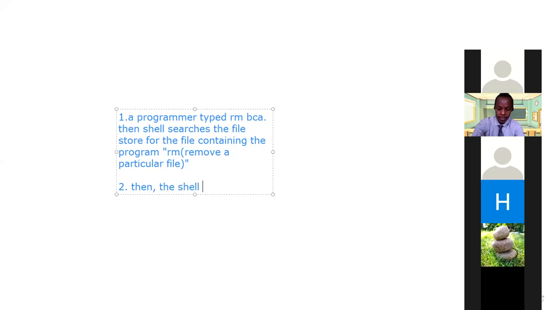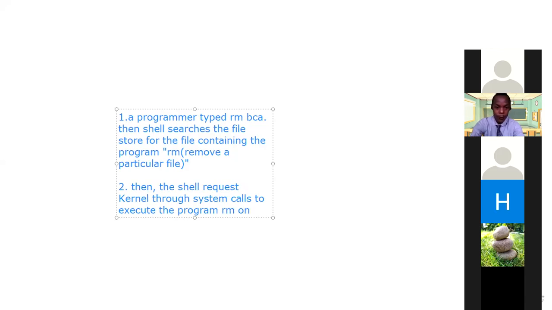Then the shell requests the kernel through system calls to execute the program rm on the file name, which is BCA. This is point number 2.